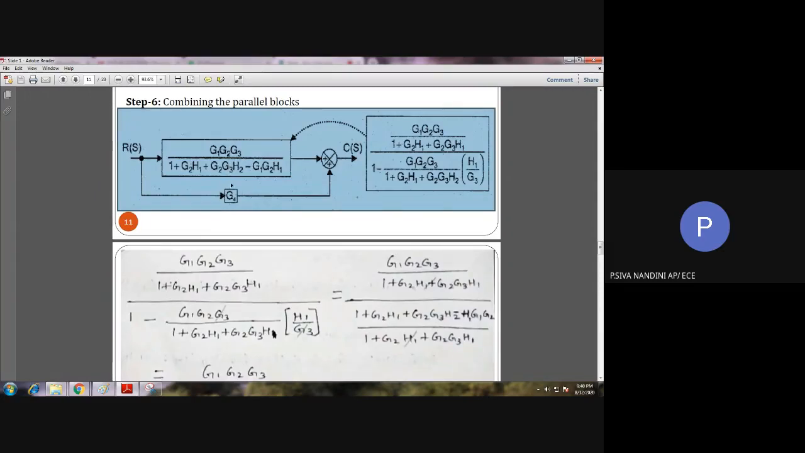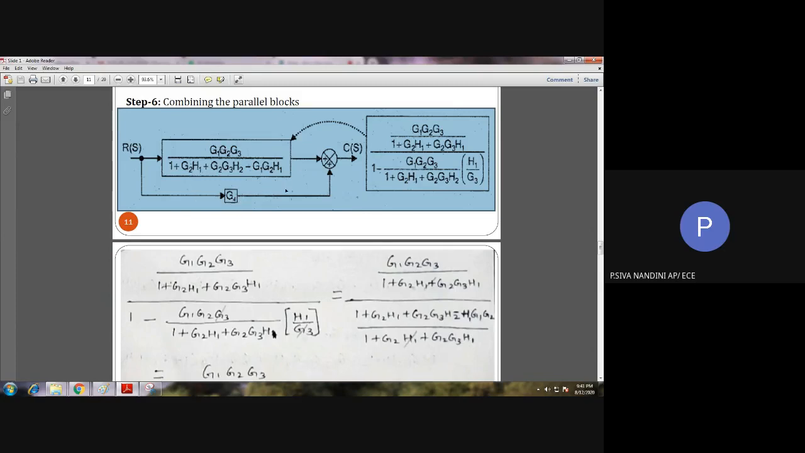Okay. So here in step number 6, once again you are having a parallel block. Don't consider it as a feedback loop. It is a parallel block. See here, this arrow is from left to right, that is in the forward direction in G4, and in the forward direction only this G4 is fed to the summing point. So it is not the feedback loop, it is a forward path gain. G4 is in the forward direction.